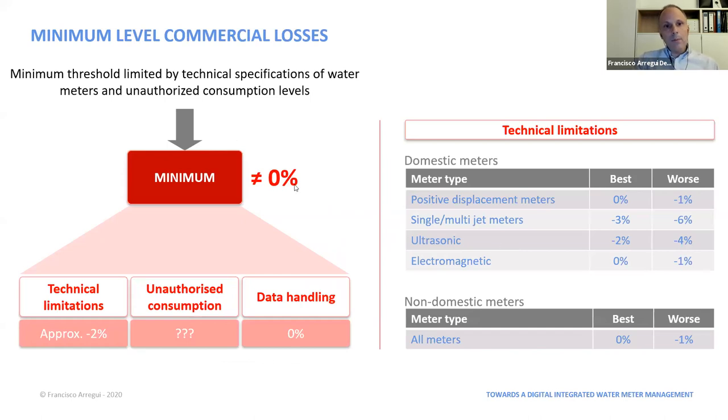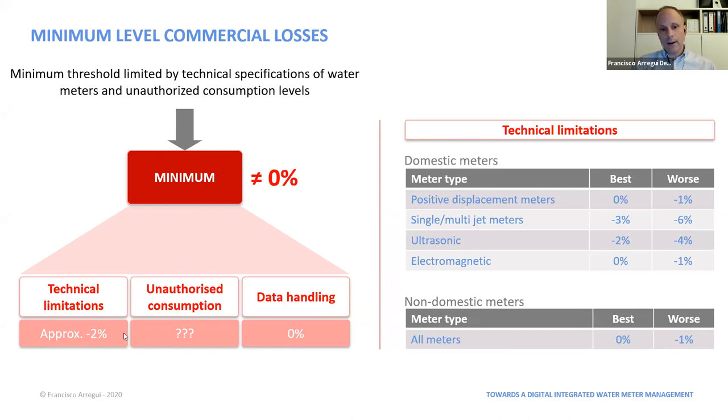For the minimum level of commercial losses, it's very important that we realize, as I said, that the minimum level will never be 0%. I have seen many water utilities saying that they have a commercial level of losses close to 0%, even 1%, and that's not realistic. There are technical limitations of the meters that make us have at least minus 2% of losses. That's the minimum amount we have if we buy the best meters on the market and do things right.